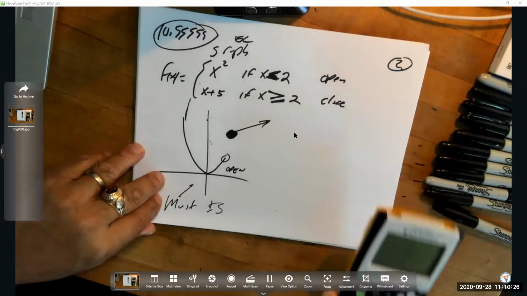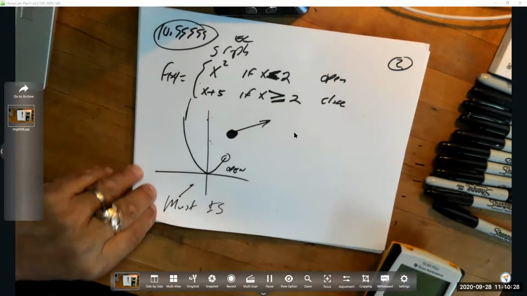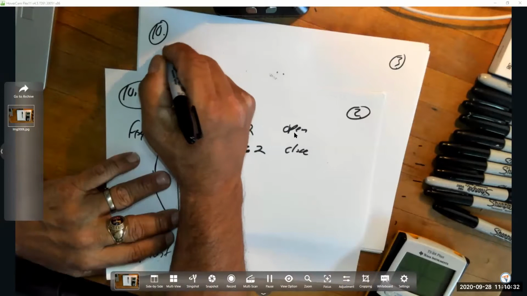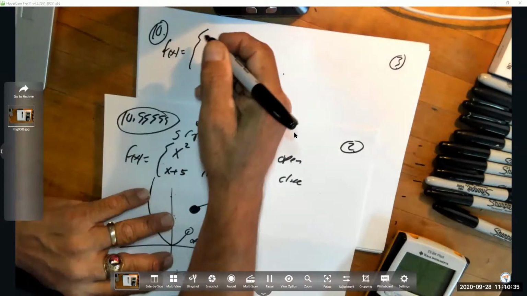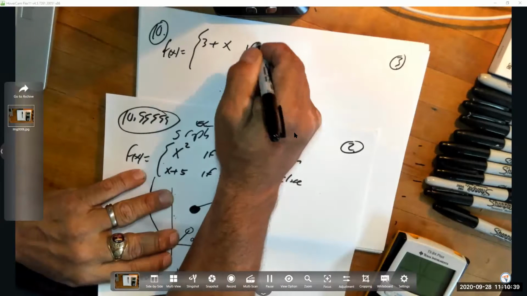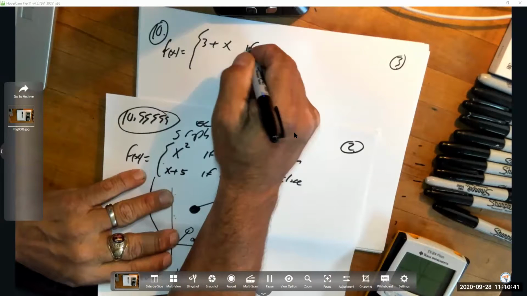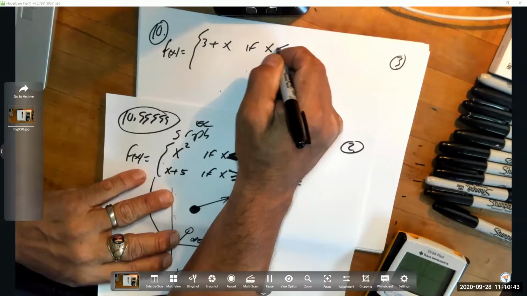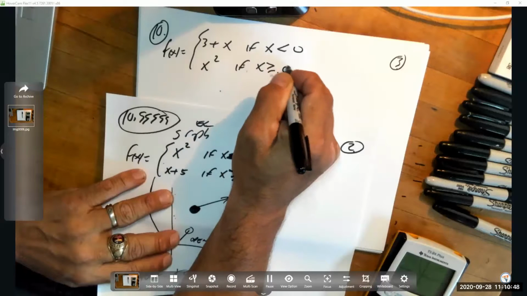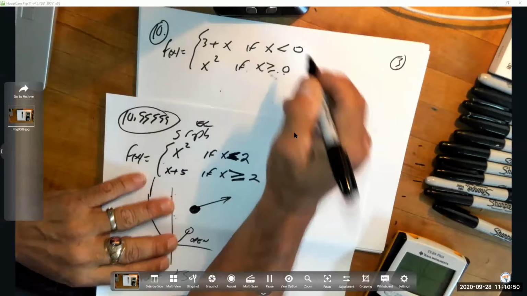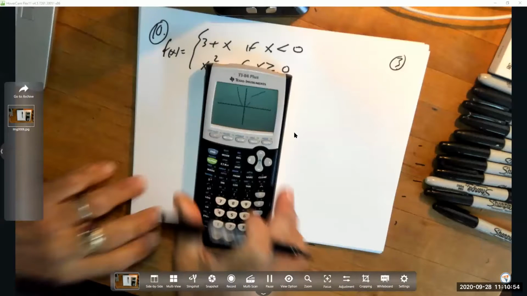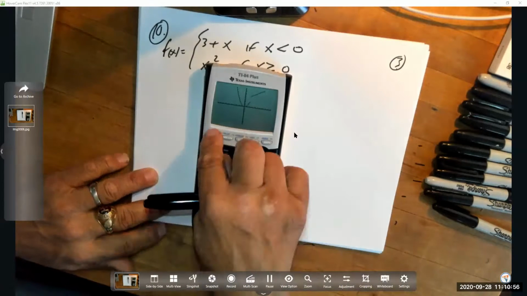All right, so number 3 is gonna say graph exactly number 10, and number 10 looks like this. It says 3 plus x if x is less than 0, x squared if x is bigger than or equal to 0. Okay, let's do this one. Your problem number 10. So I'm gonna go y, clear it. Next one, clear it, go back up. All right, there it is.